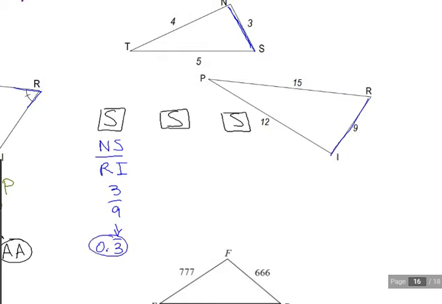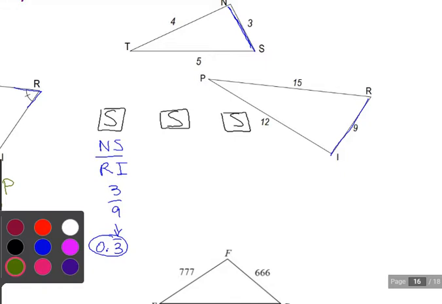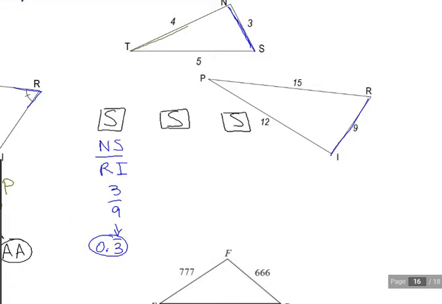To be side, side, side, all the sides have to be corresponding and proportional. So 4, the second largest side, has to correspond to 12. In other words, TN, my small triangle's side, has to correspond to PI. In other words, 4 has to go to 12. Well, 4 divided by 12 is also 0.3 repeating. So I do have two ratios the same, but I can't call it proportional until all three are.